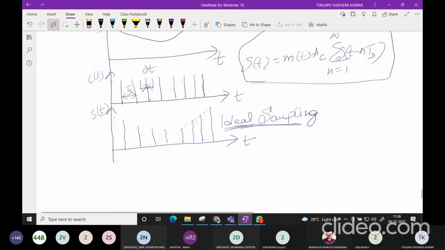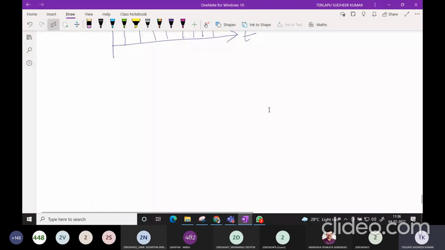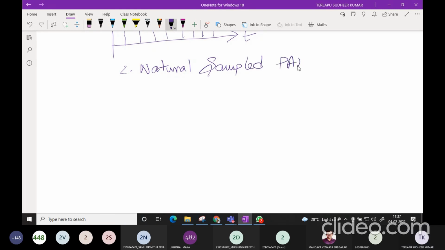So let us move to the second type of PAM. The second type of PAM is what we call natural sampled PAM. Here the only difference is, instead of using an impulse train, we practically use a train of pulses.